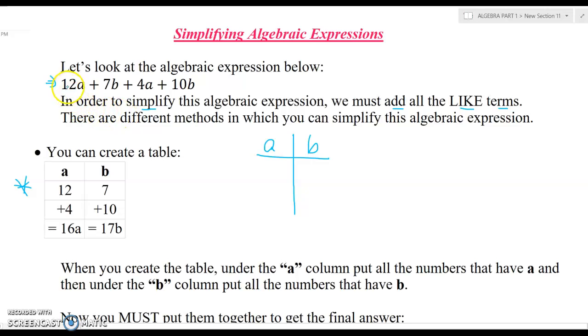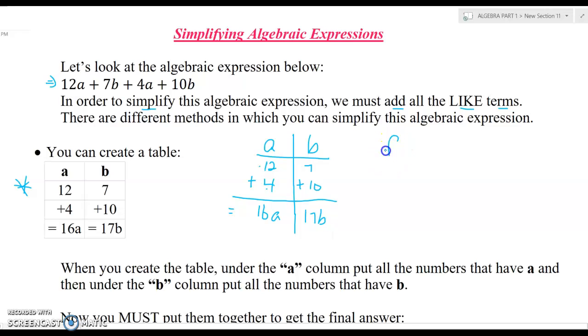Now, we have 12A, so put 12 down first. Then we have 7B, so you put your 7 down there. Then we have plus 4, and then we have plus 10. And that's it. So let's just simplify our A's and our B's. So 12 plus 4 gives me 16A. And then the B's, we have 7 plus 10, which is 17B.